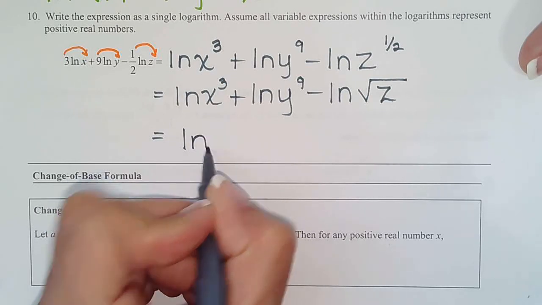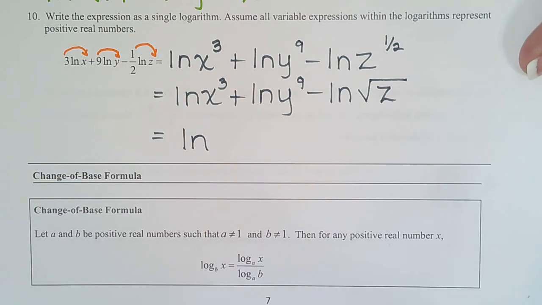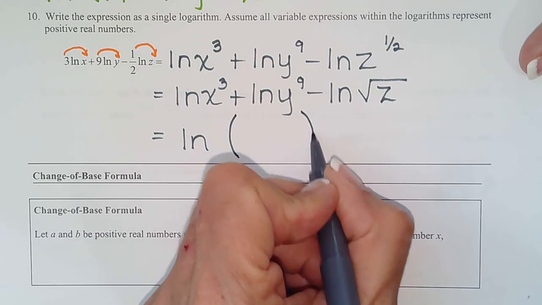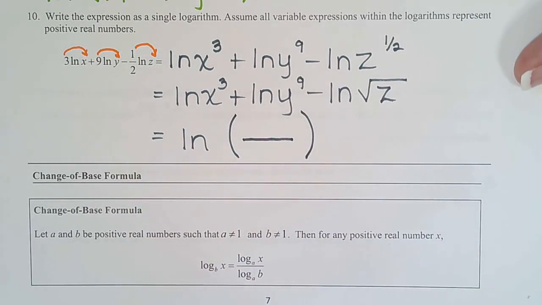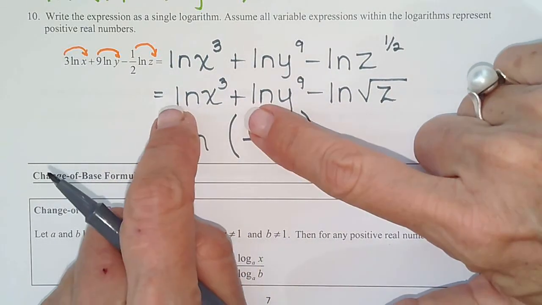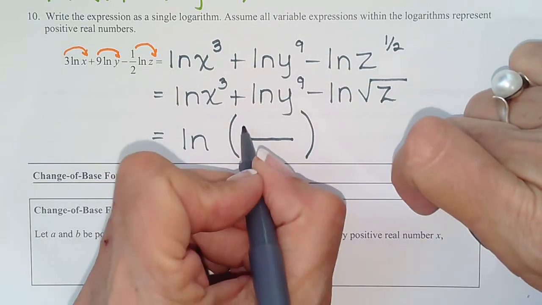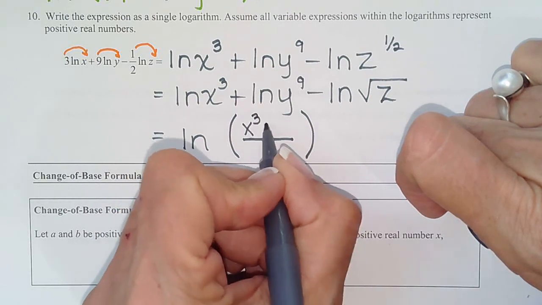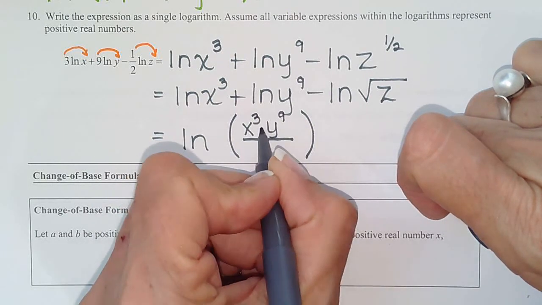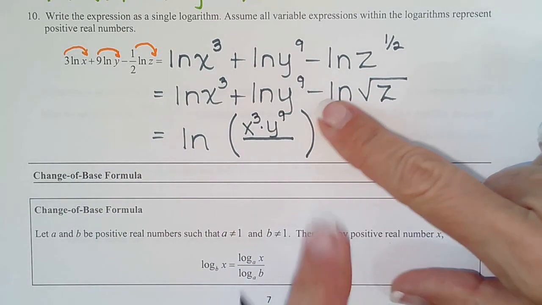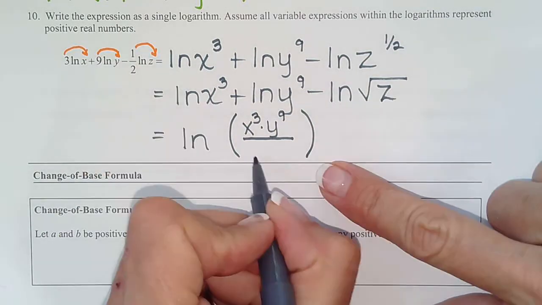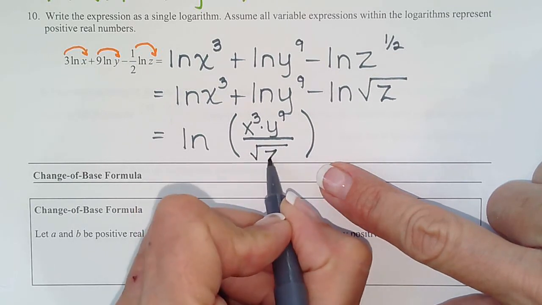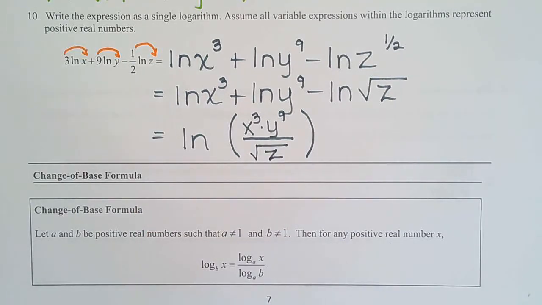So I write the word ln once because it says single logarithm. I put a division symbol because I see subtraction. I know the negatives go in the denominator. So the 2 positive logs, their arguments get multiplied in the numerator. And the negative, just like negative exponents go down, negative logs, their argument goes down in the denominator. And that would be my answer. So that was a pretty easy one, right?